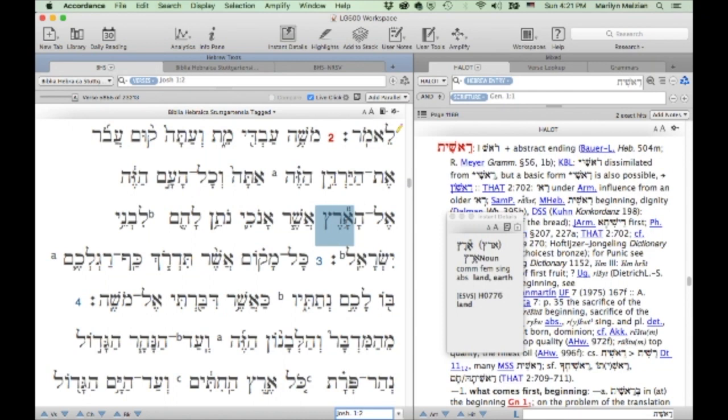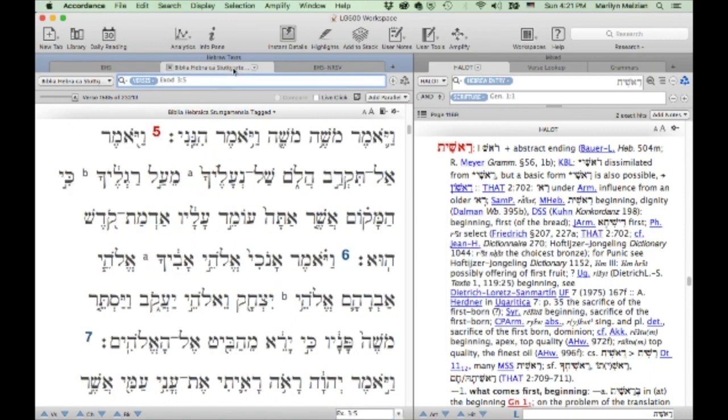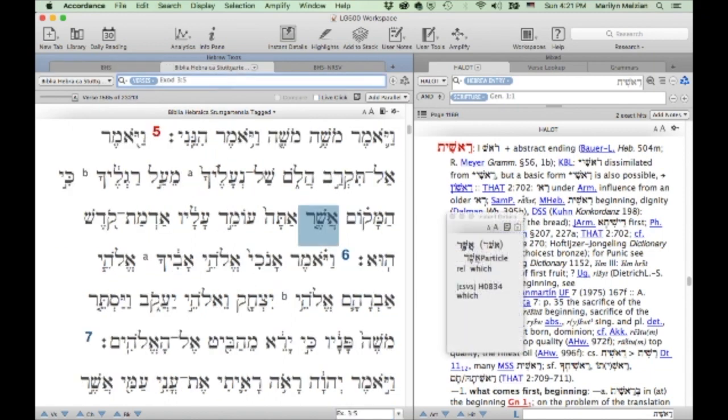Okay, now sometimes the asher, in this case here, can be followed by a resumptive element, in this case a preposition plus a suffix, which kind of further specifies what is being talked about. It sounds clunky in English and is usually best left untranslated.